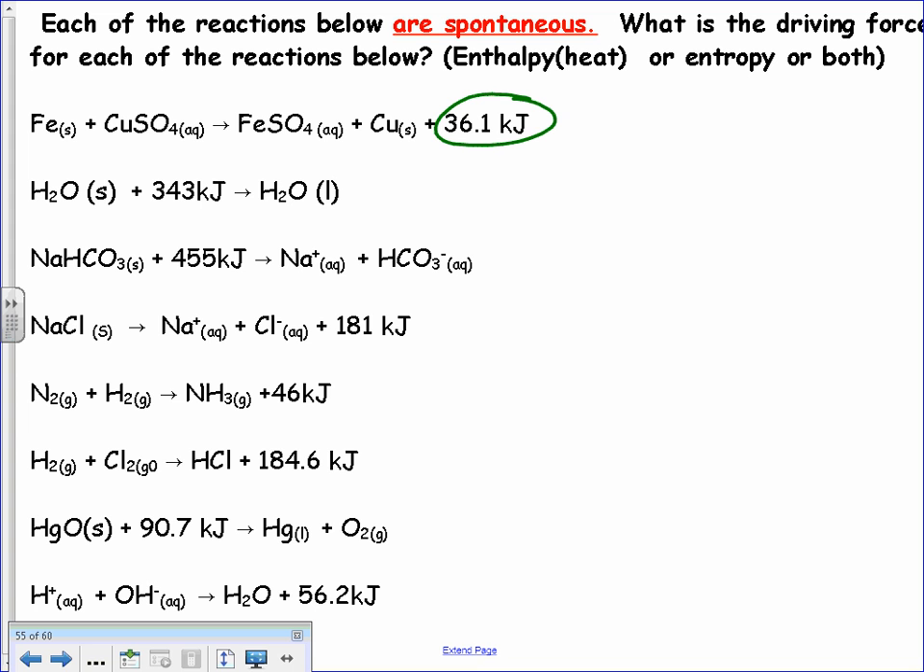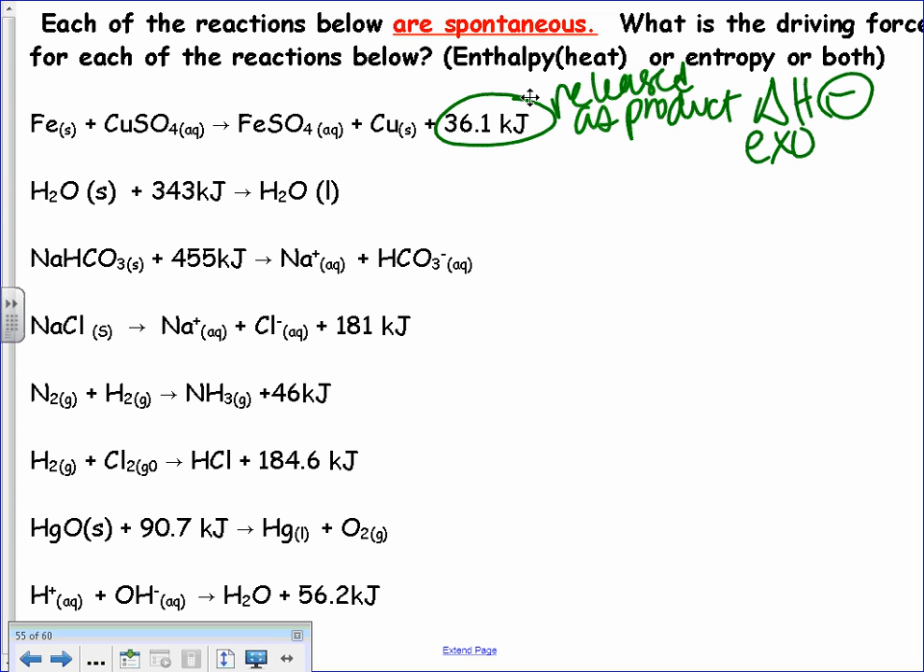Okay, so I'm hearing released, because it's being released as a product. And a released amount of energy is called delta H of what? Negative or positive? Negative, right, because that's exothermic. So we know one condition is exothermic. Is that good or bad? Good. So put a happy face. I think the happy faces help. I know it's childish, but it really does help.